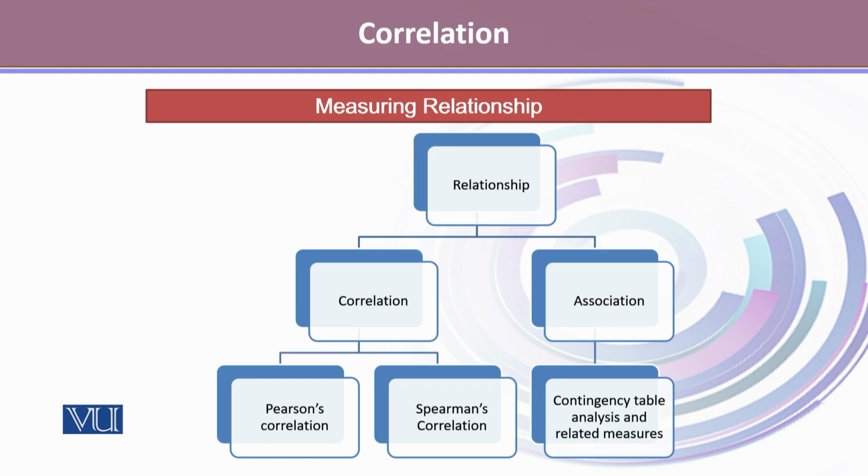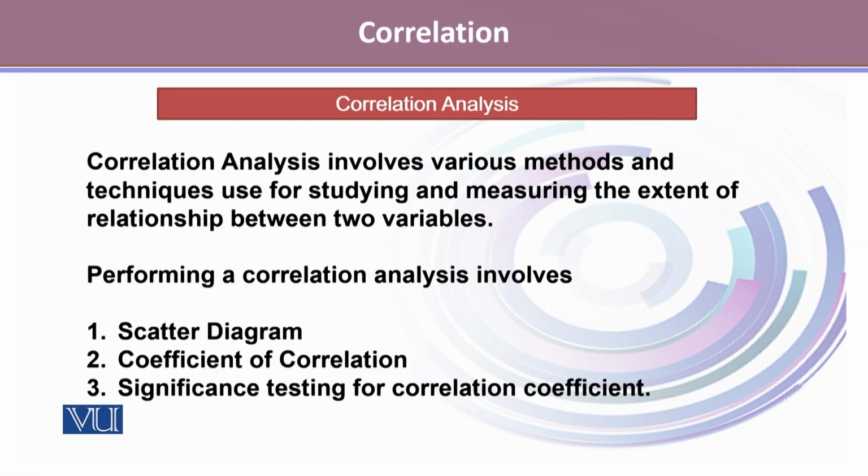Correlation is of various types. It's defined as the Pearson's correlation and the Spearman's correlation. Correlation analysis involves various methods and techniques which are used for studying and measuring the extent of relationship between two variables. And performing a correlation analysis involves creating a scatter diagram, which is also known as a scatter plot, calculating the coefficient of correlation, and testing for the significance of the correlation coefficient obtained from the sample.